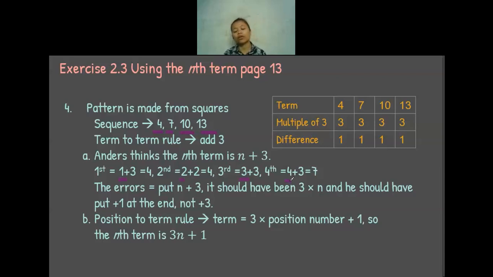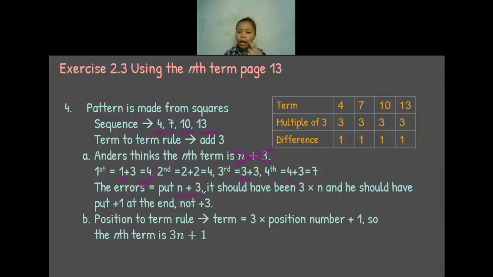When I check the first term, 1 plus 3 is equal to 4. It is correct for the first term. But when I check the second term, 2 plus 3 is equal to 5. But in the drawing for the second pattern, there are 7 squares. So it means the pattern that Anders makes is wrong. Why is it wrong? Because he wrote it as n plus 3.